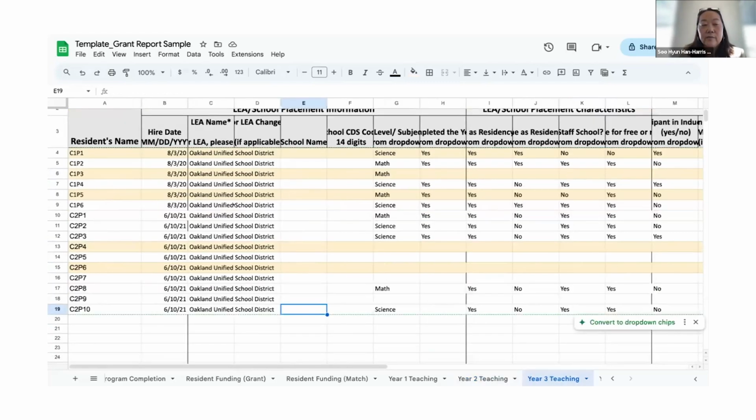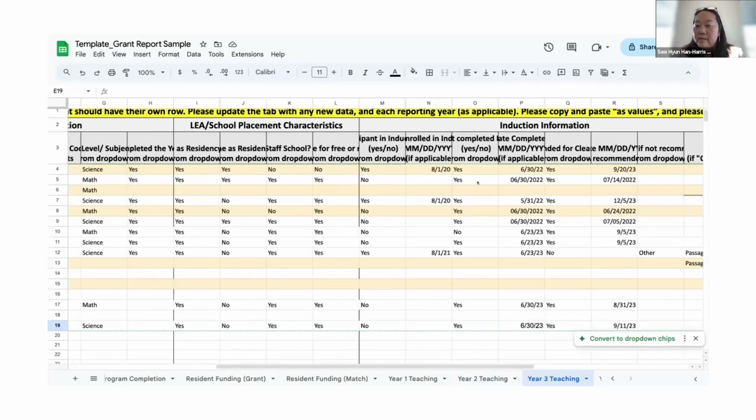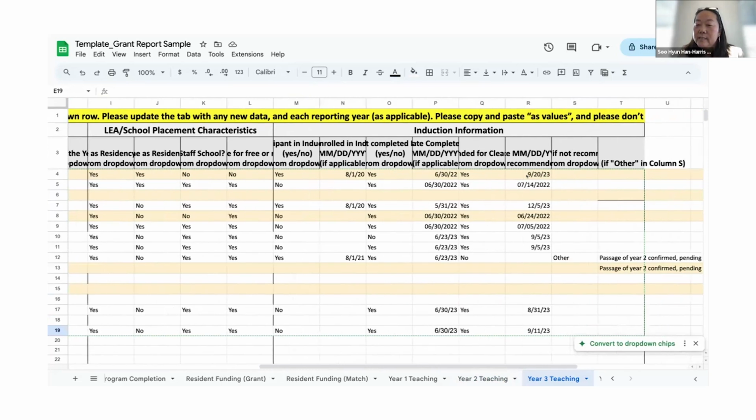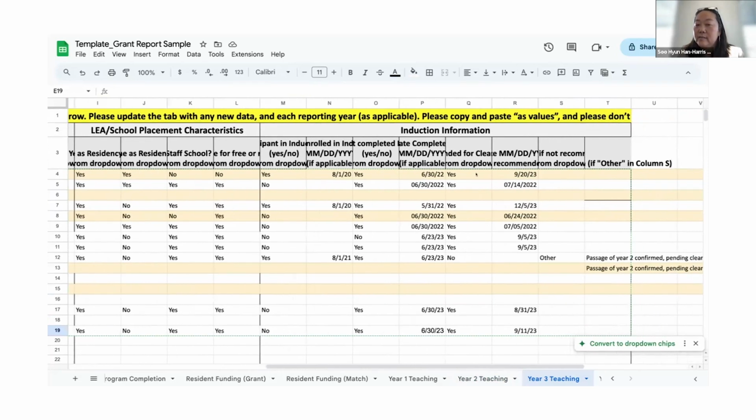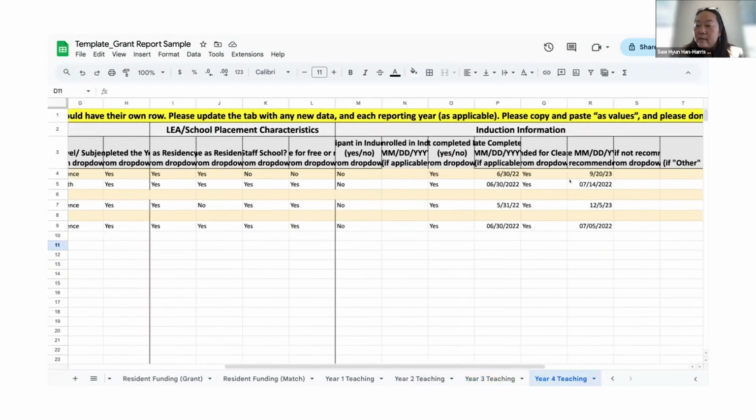And then in year three, same information. I made sure that it's here. Yes, they were enrolled in induction, but this year was the year that they actually completed. And then they received the recommendation for the clear on September 20th, 2023. So then I put that here. And then year four, same information across the board. And it basically repeats the information that we have for year three.